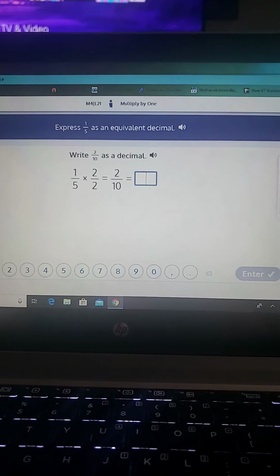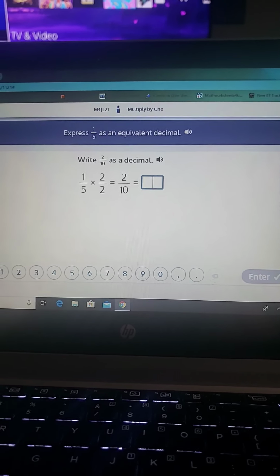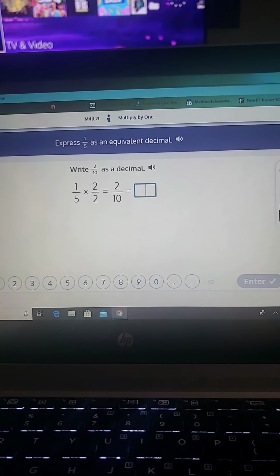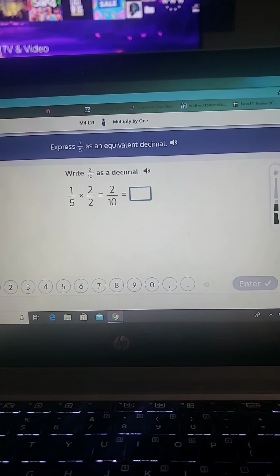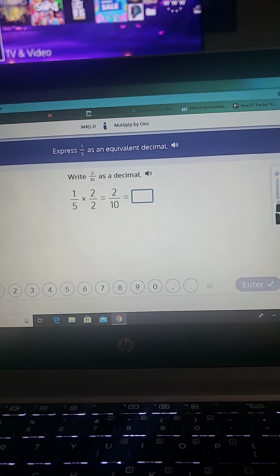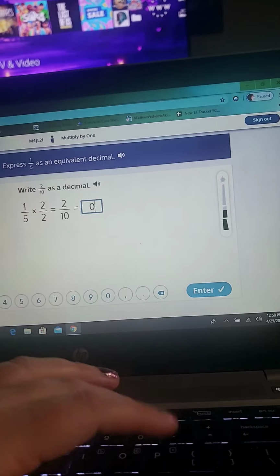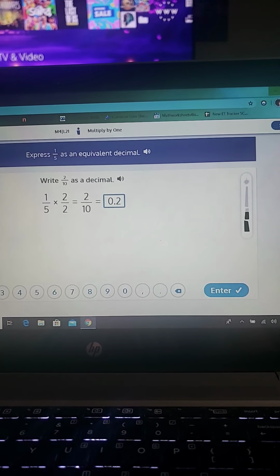Now I want to write that as a decimal. There's only 1 0 in 10, so that means there's one number behind the decimal. I only have one number, so it's going to be 0.2.